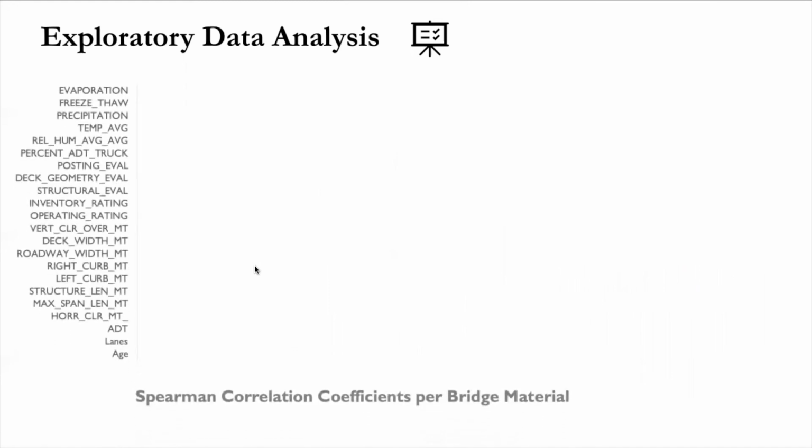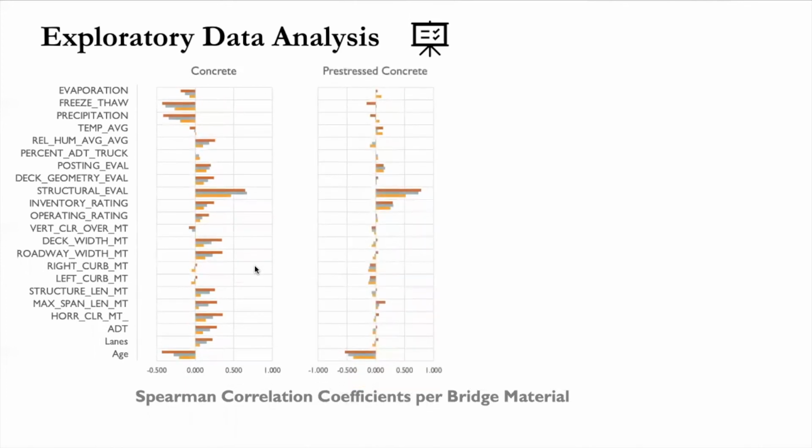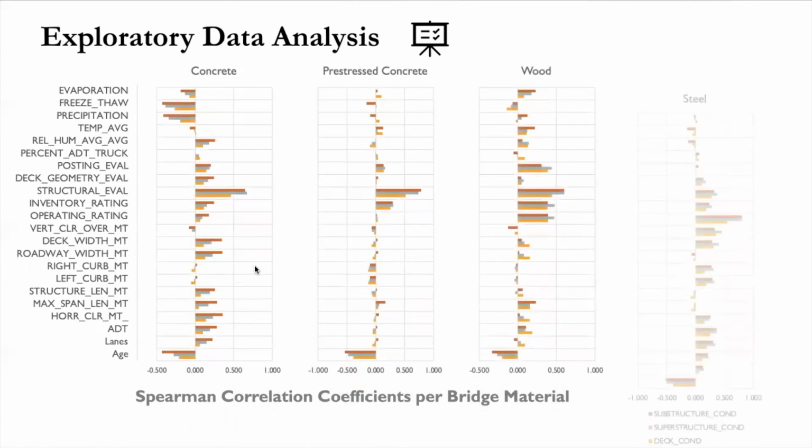Spearman correlation coefficients extracted reveal 2 things. First, a group of highly influential parameters correlate relatively highly with bridge condition, regardless of bridge type. However, the extent of influence of these parameters on bridge condition seems to be related to bridge material. Further investigations will need to be made.